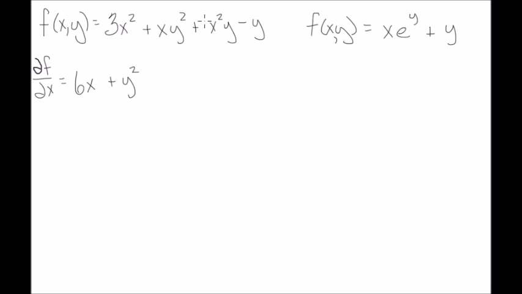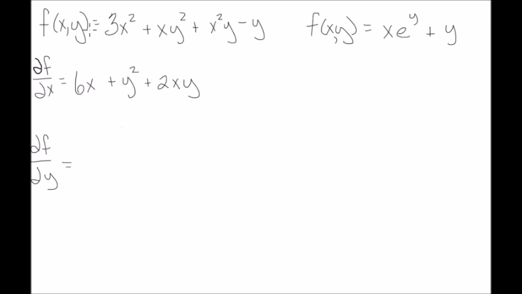I take this next term. I am treating the y as a constant, so I just worry about taking the derivative with respect to x. I get 2x, and my constant sticks around. I have 2xy. And then the derivative of this last term, y, is 0 because we're treating the y as a constant. I'll do the same thing now with respect to y.